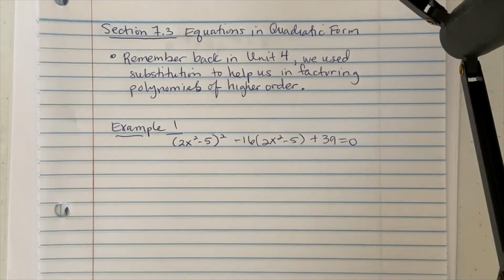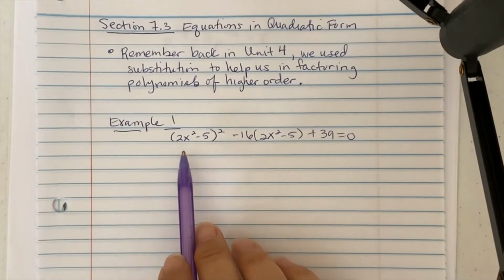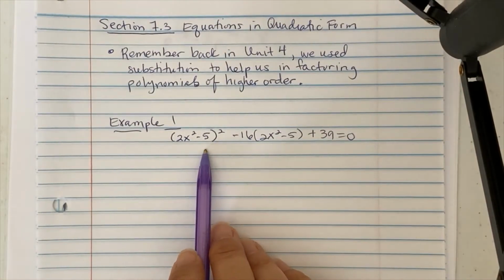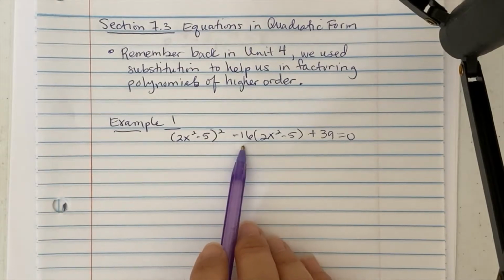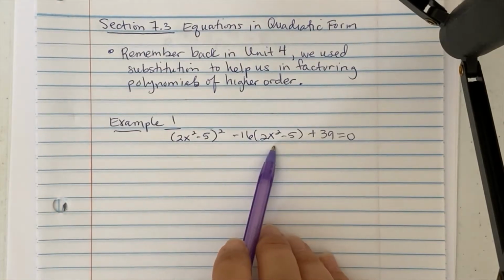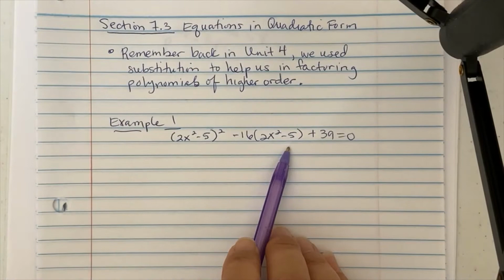Welcome back, everyone. Here's a new section, section 7.3, equations in quadratic form. Some little insight: remember back in unit 4, we used substitution to help us in factoring polynomials of higher order. So when you look at example 1, it says (2x² − 5)² − 16(2x² − 5) + 39 = 0.